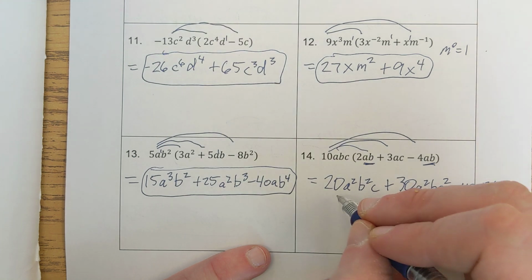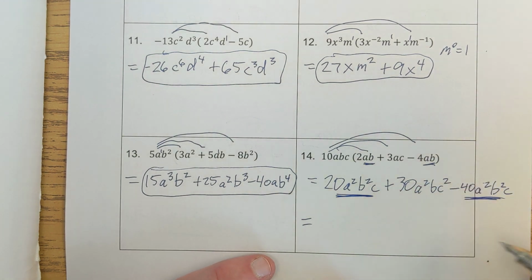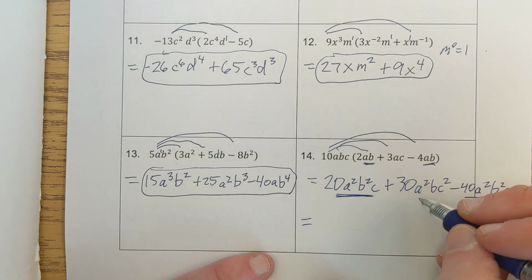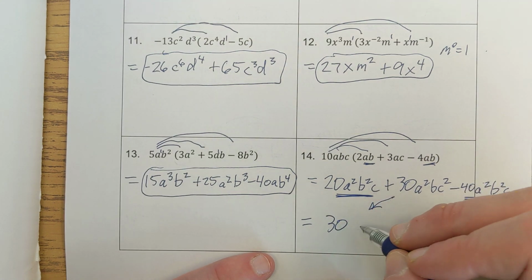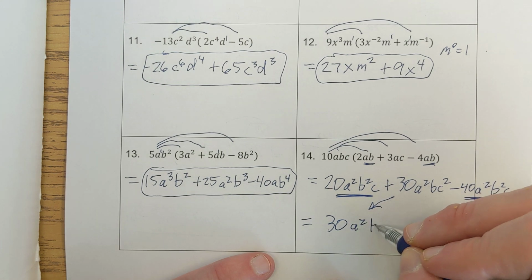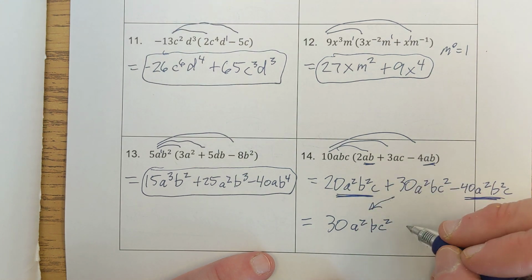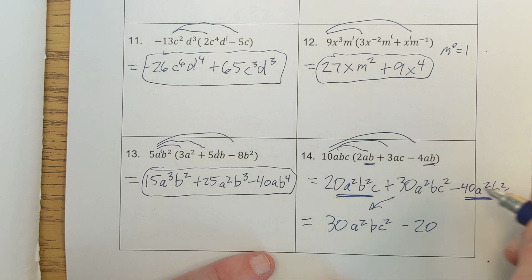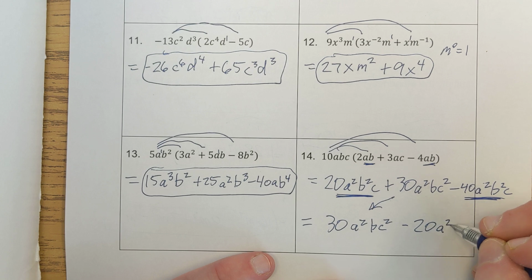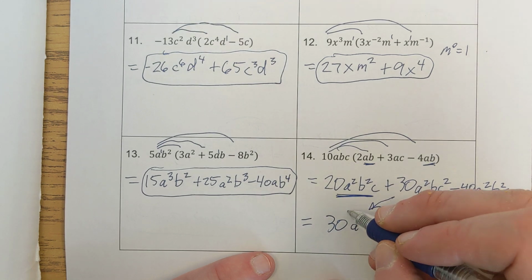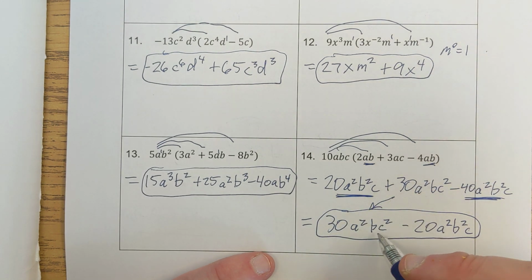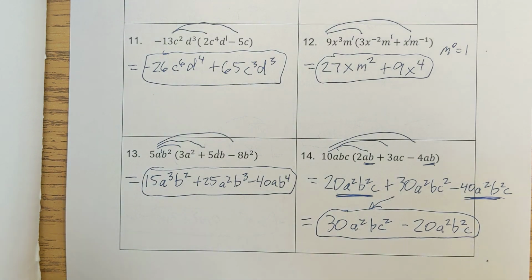So actually, if you look, you always want to double check, do I have any like terms at the end? This time we do. The a squared, b squared, c is both of those. So I'm just going to write the 30 a squared, b c squared out front. And then 20 minus 40, I actually get negative 20. That's where I keep the exponents the same. So a squared, b squared, c. And this ends up being my answer, because this is a different term with b to the first versus this is a squared, b squared. So those last ones we can't combine.